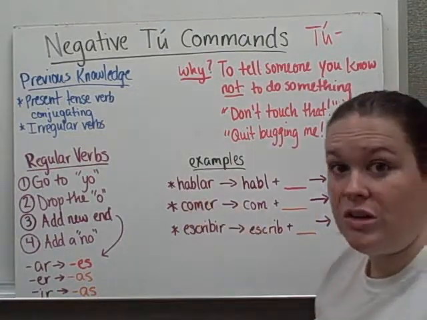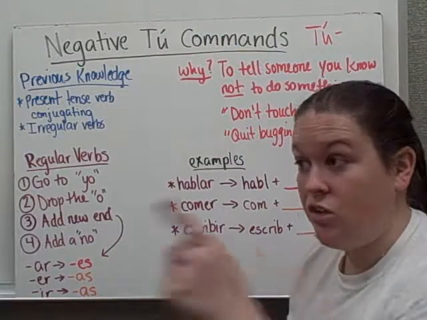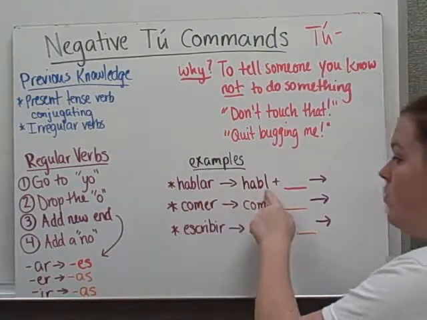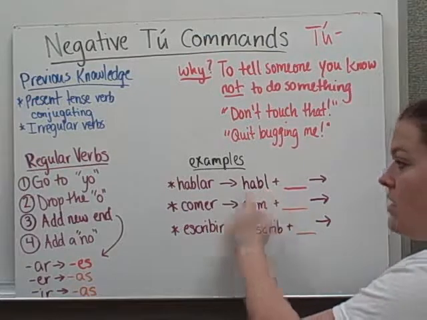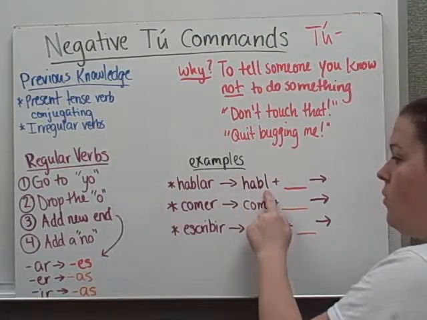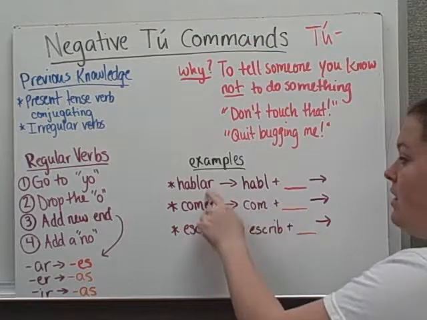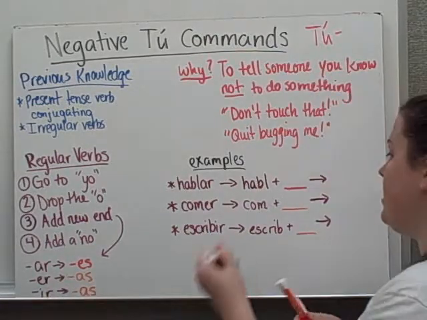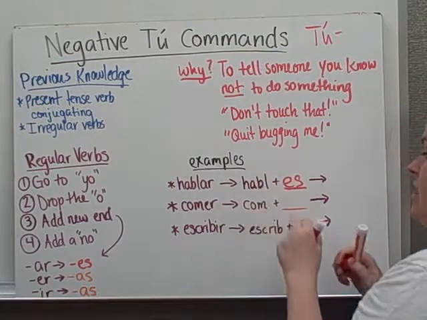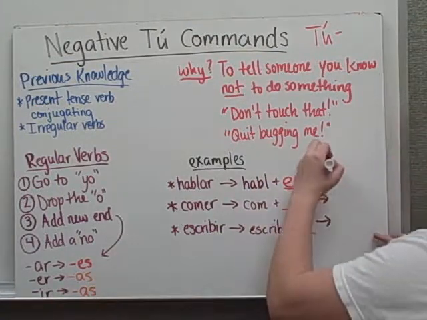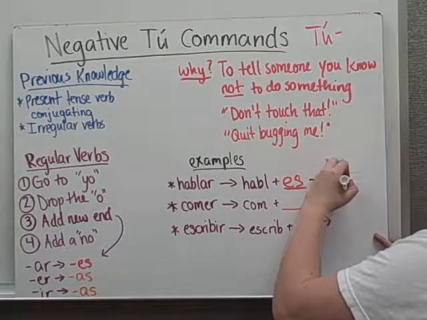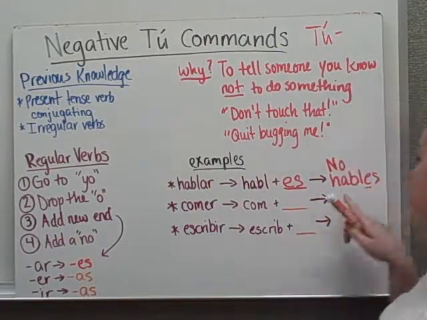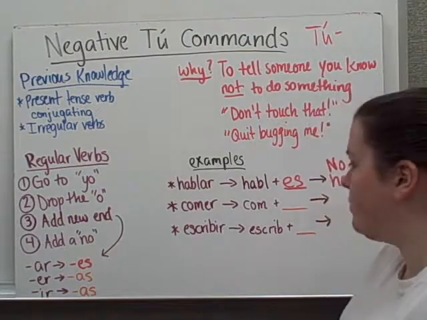So hablar, you're going to say don't talk. Then you're talking to tú. You don't talk. So first we go to yo, so that would be hablo. So I already went to yo and I'd already cut off the o. Then I need to add my new end. Since it's an AR verb, we're going to add ES, not AS. Hables, and then at the very end I need to add a no. So this will work out to be no hables. Really the only difference here is that the A becomes an E.